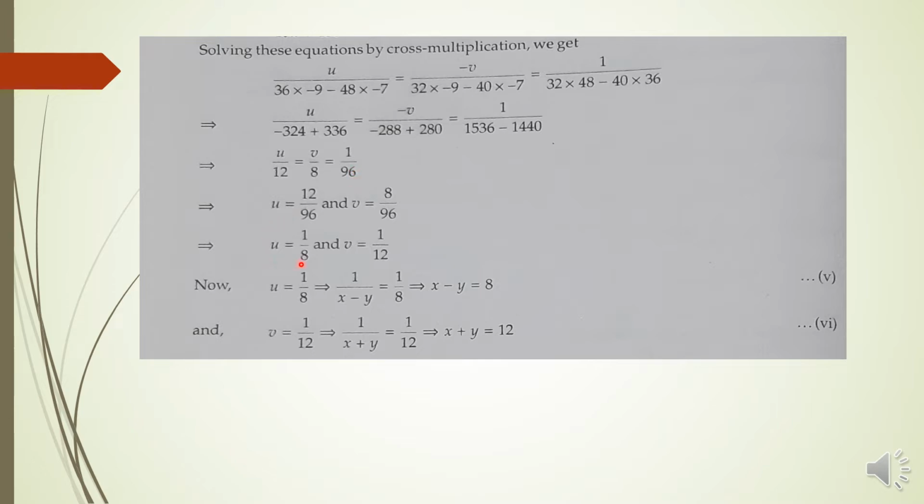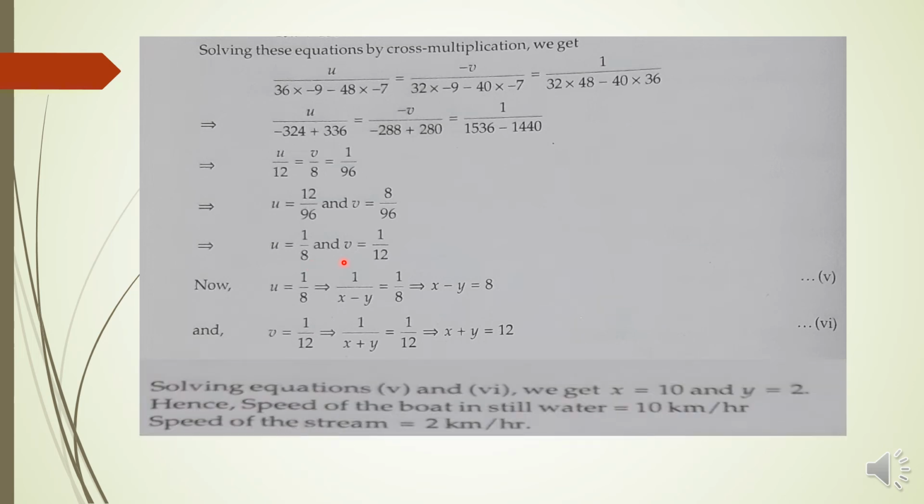Therefore, make it in the simplest form, you will get u is equal to 1 by 8 and v is equal to 1 by 12. But we know that we have replaced 1 by x minus y as u. So don't forget to replace it. So u is equal to 1 by 8, which gives 1 by x minus y is equal to 1 by 8. That means x minus y is equal to 8. And v is equal to 1 by 12, which gives 1 by x plus y is equal to 1 by 12. That means x plus y is equal to 12.